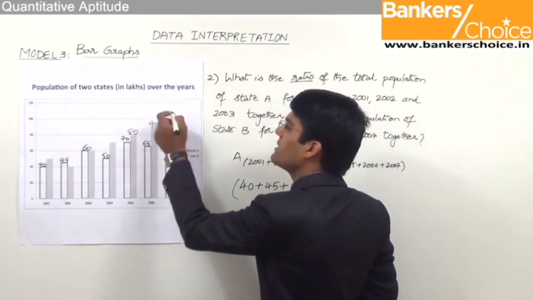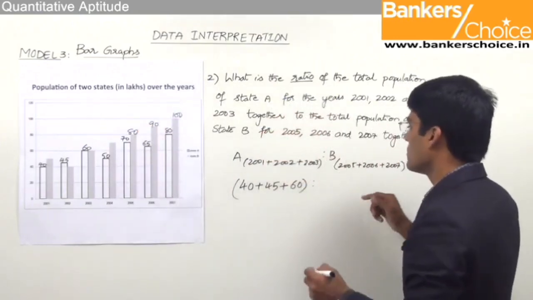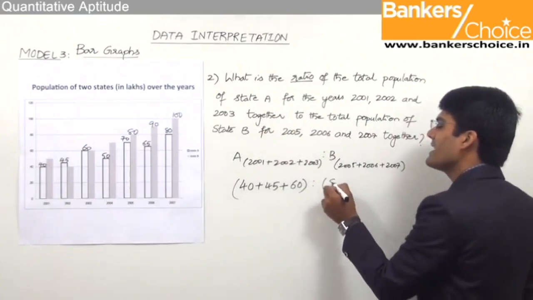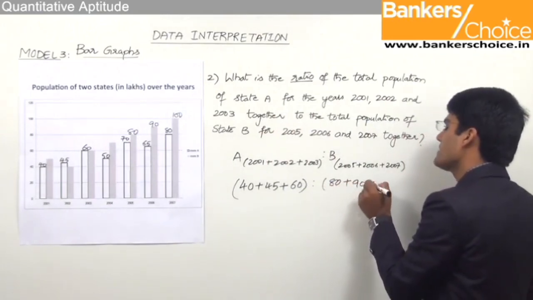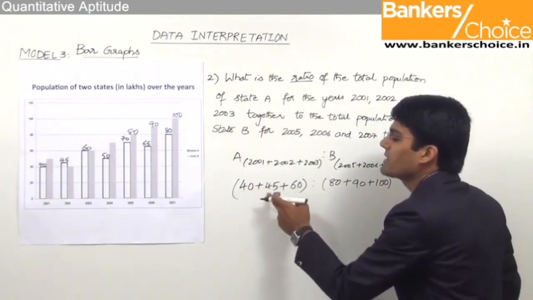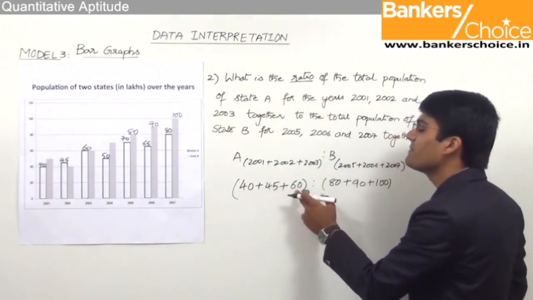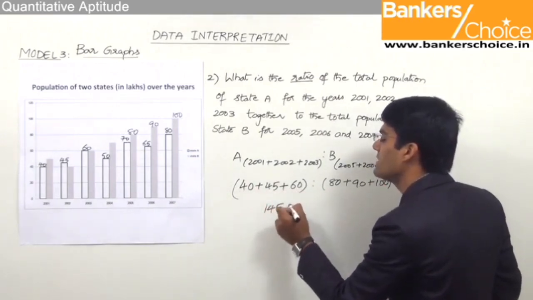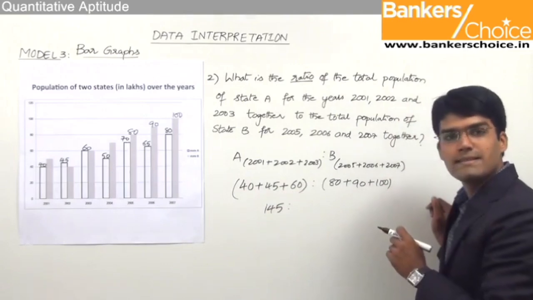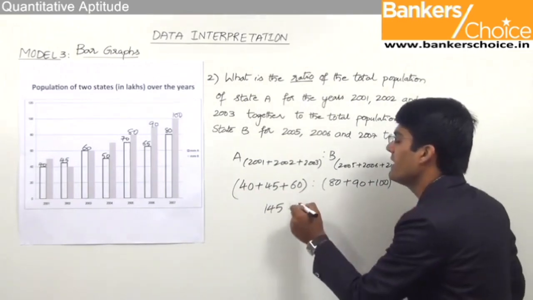And in 2007, B is equal to exactly 100. So the total of B in 5, 6 and 7 can be taken as 80 plus 90 plus 100. Now 40 plus 45 is 85. 85 plus 60 is 145. This is 80 and 90 is 170. 170 and 100 is 270.